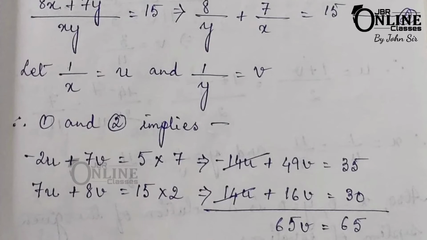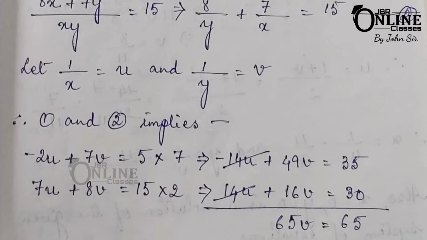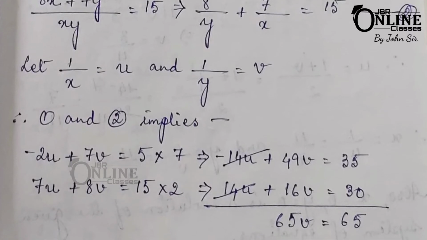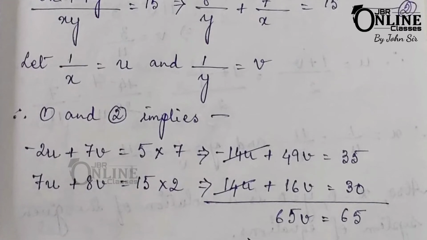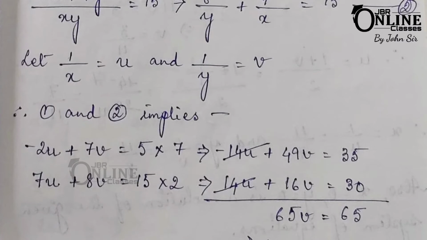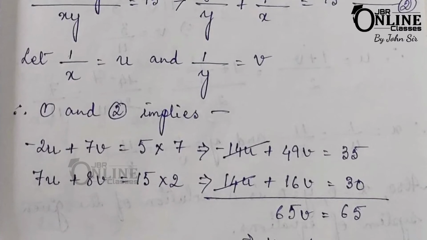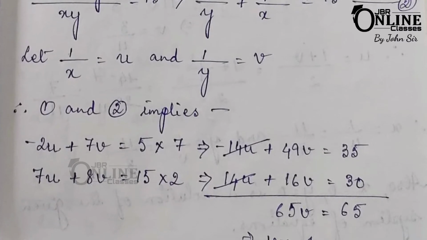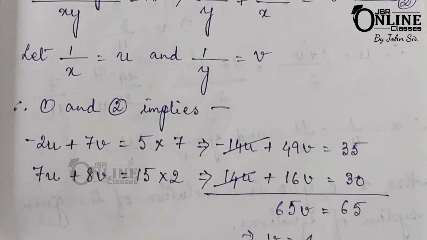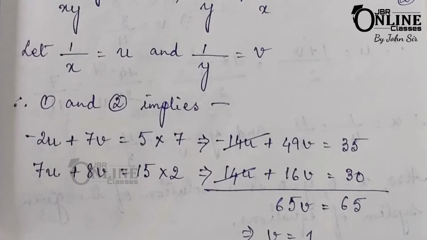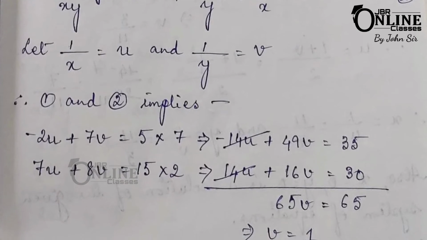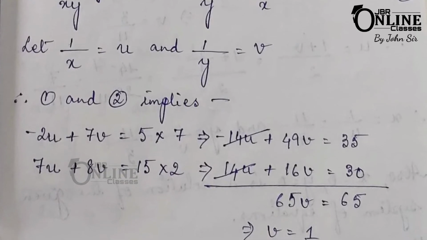Now let 1 by x equal to u and 1 by y equal to v. So if 1 by x equal to u and 1 by y equal to v, then the first equation will be minus 2u plus 7v and that equal to 5, and the second equation will be 7u plus 8v and that equal to 15. Now I am going to solve this equation by elimination method.